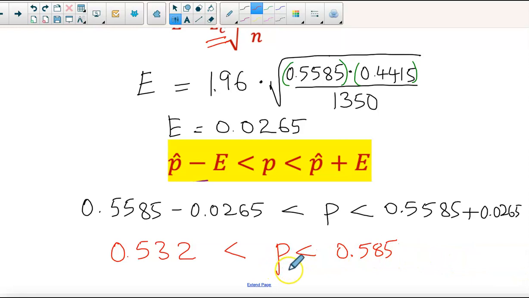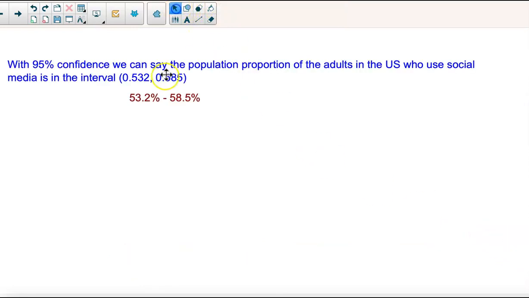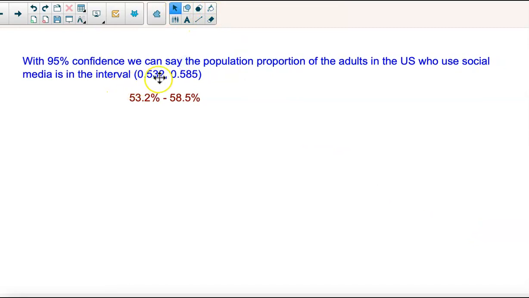This population proportion is between 0.532 and 0.585. As a statement, you can state it this way: with 95% confidence, we can say that the population proportion of the adults in the United States who use social media is in the interval of 0.532 to 0.585. And as a percentage, multiplying by 100, it is 53.2% to 58.5%.